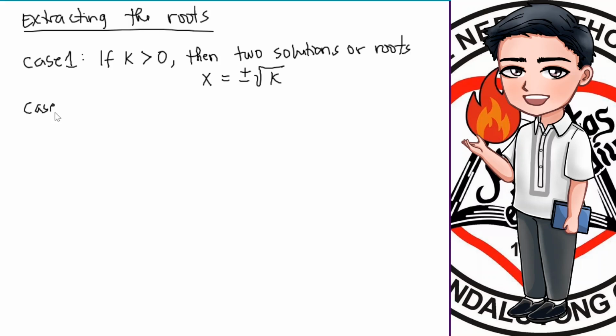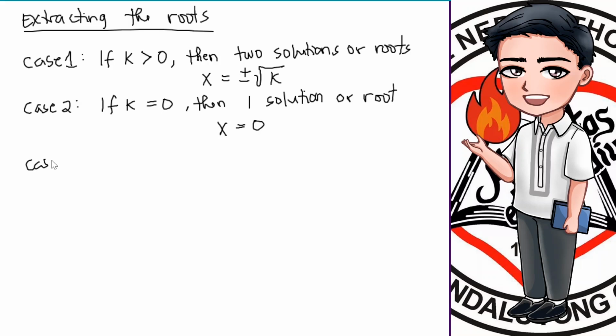Our case 2 is if k is equal to 0. Then we have one solution only, or root, which is x is equal to 0. And case 3, if k is less than 0, then we have no solution, or roots.